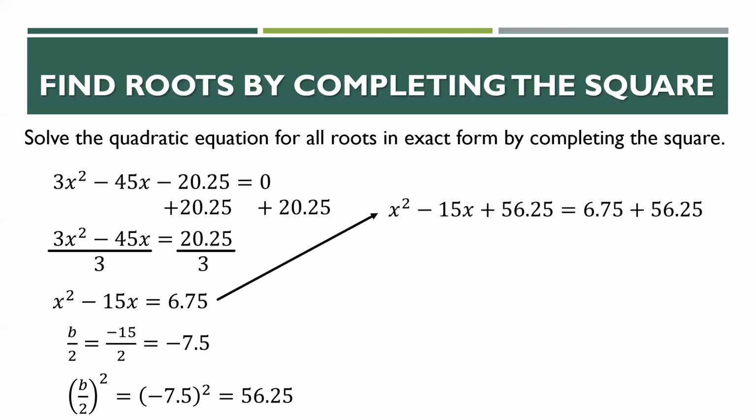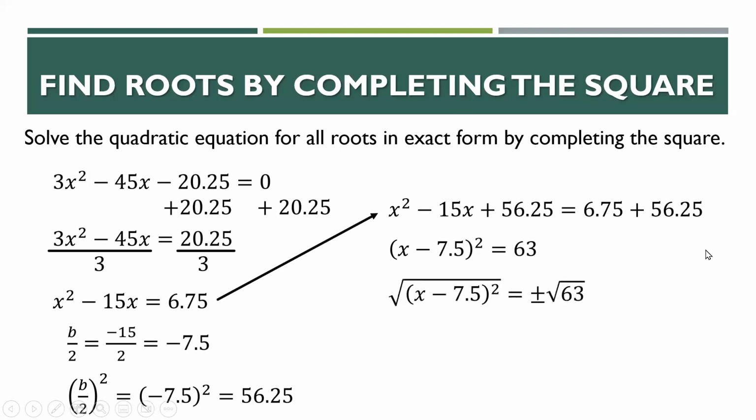So here's how we would write the perfect square trinomial on the left. I'm adding that 56.25 on the left to give me a perfect square trinomial. And then I also have to remember to add it to the right-hand side to keep my equation balanced. Rewriting the left as my perfect square trinomial, the -7.5 is coming from this step here where we took our b value divided by 2. So that goes in the parentheses. And then on the right, 63, that's coming from just simplifying the 6.75 plus 56.25.